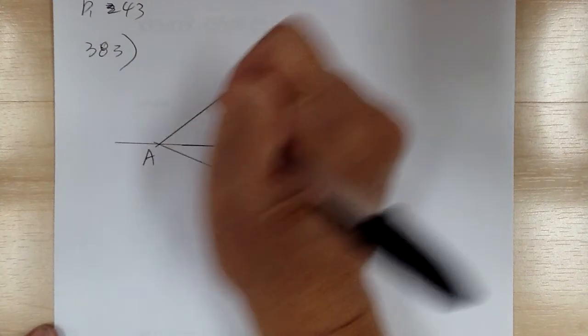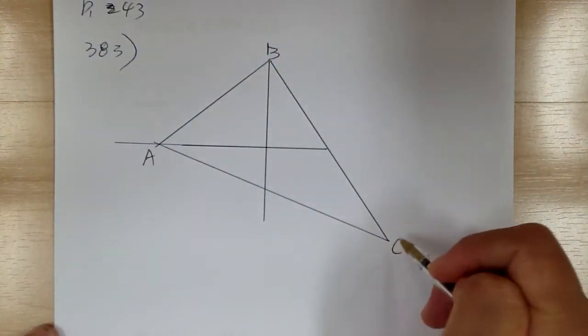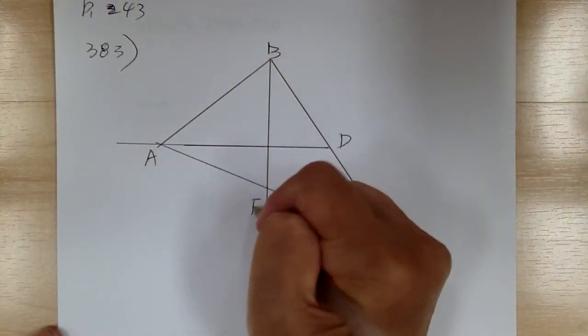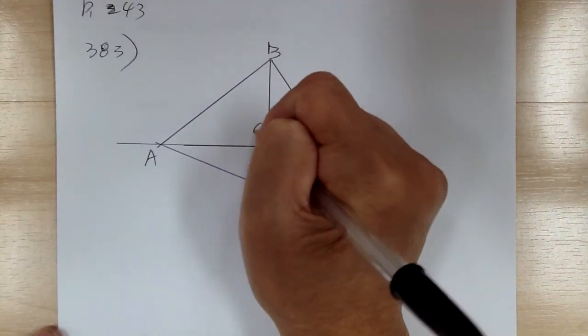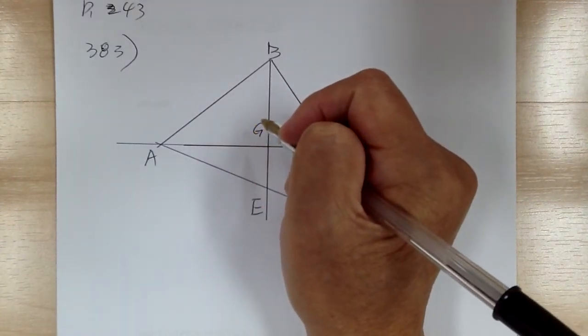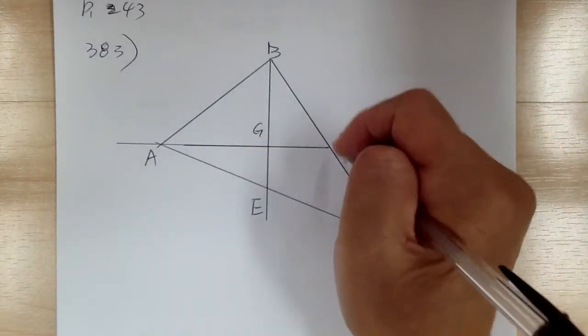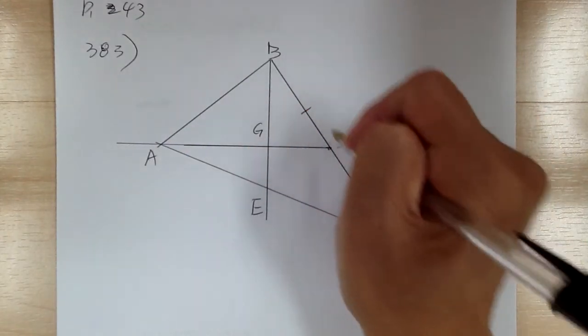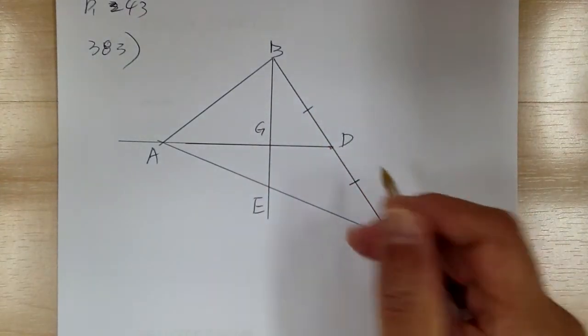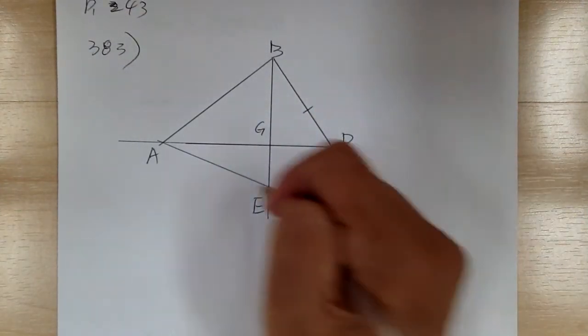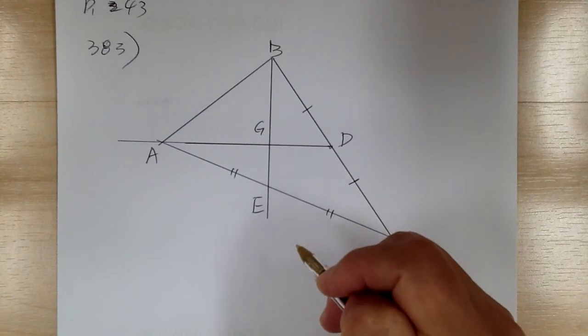Okay, so you have a triangle ABC, with points D, E, and G. In triangle ABC, D is the midpoint of BC, so those two segments are congruent. E is the midpoint of AC, so these two are congruent.